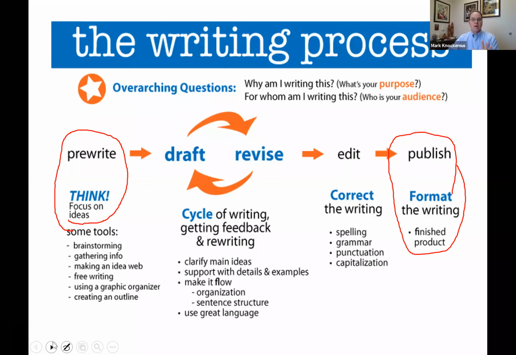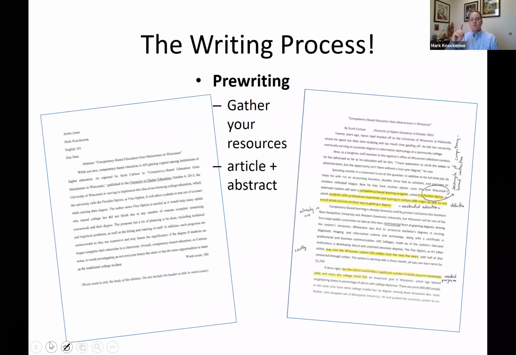Remember that writing is a process. First thing you need to do is gather your resources. The article that you're writing about, that you've already annotated, and your abstract. So we've got a head start on the explanatory essay, which is great. You want to get those resources in front of you.